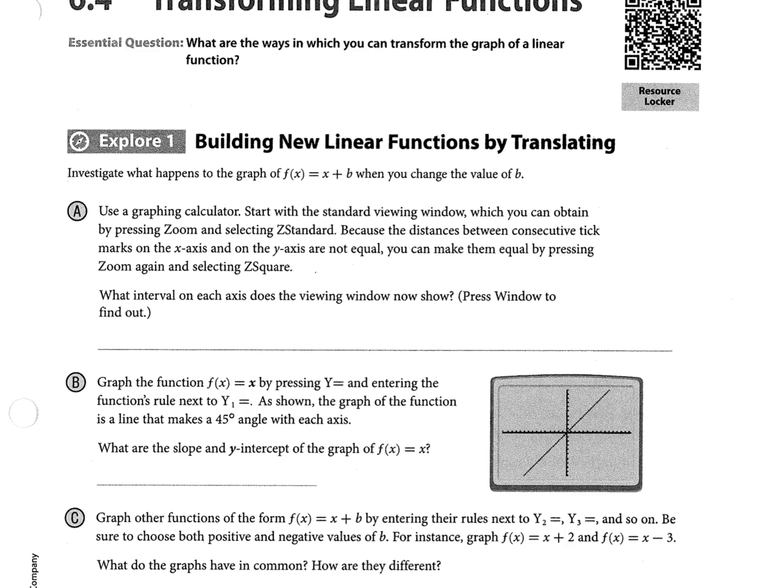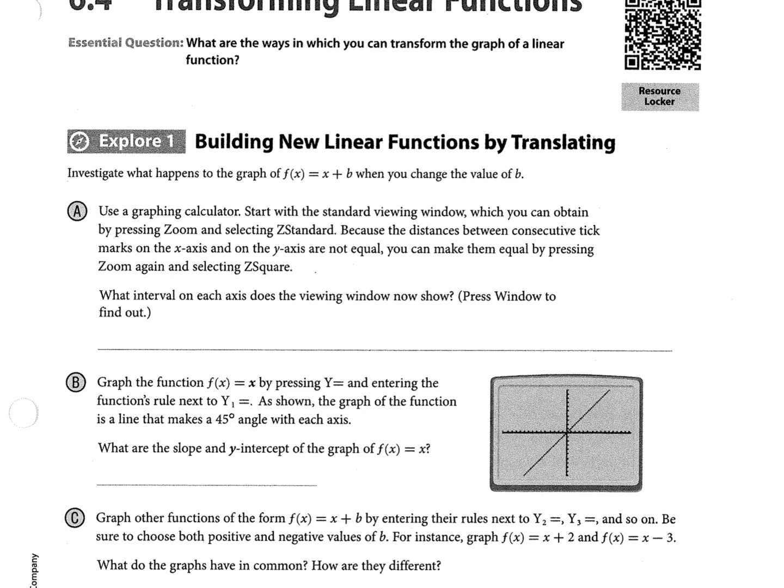In lesson 6.4, we're going to look at what happens to parent functions as you translate or move them around. It says, use a graphing calculator, start with the standard viewing window, which you can obtain by pressing all of those buttons. If you don't have a graphing calculator at home, there are several apps that you can use for the following lessons. There are several that appear to behave similarly to the ones we used in class.